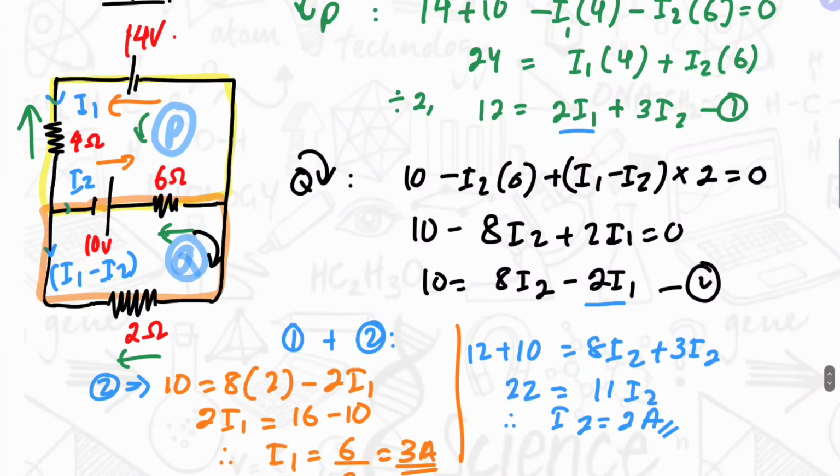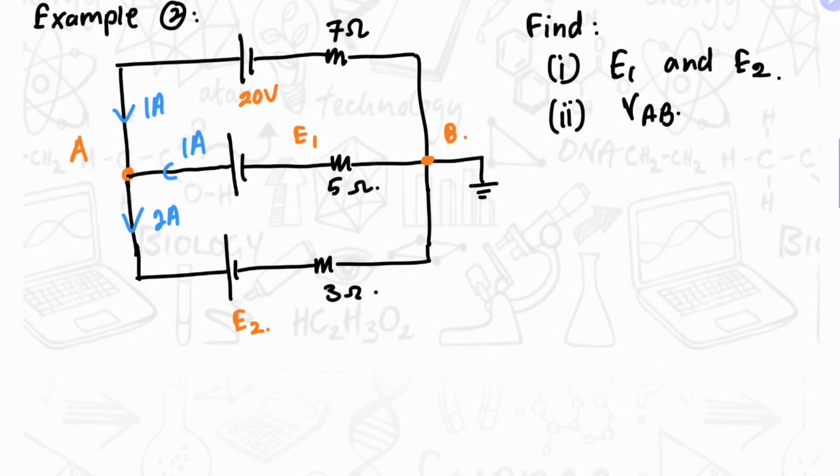Therefore, using the loop law, we can find unknown currents in a circuit. Now, let's move on to the next example. Here, we have to find the values of EMF, E1 and E2, and also VAB, that is the voltage at A with respect to B. Here, B is grounded, therefore the voltage is 0 volts.